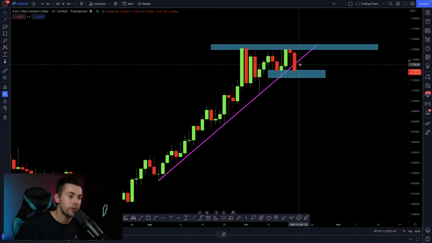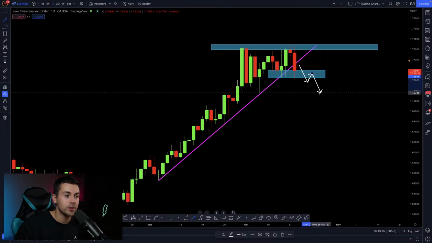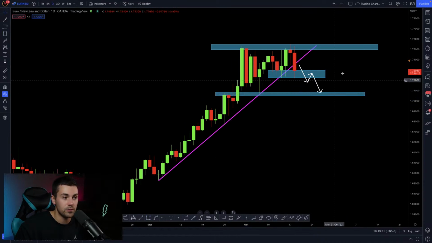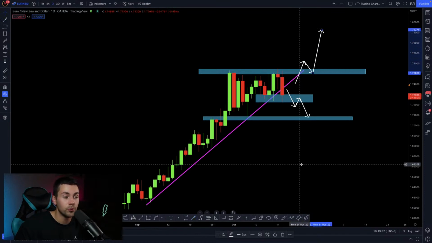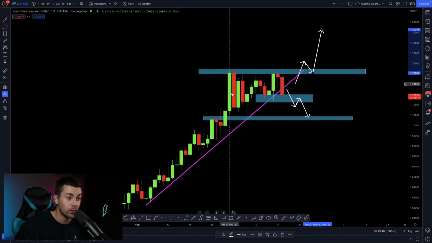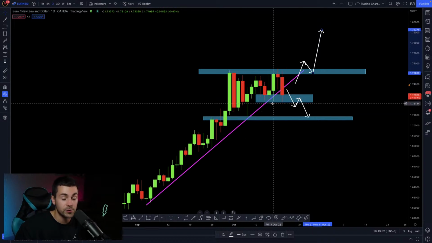So if the pair breaks that support, the trend line, and that blue zone to the downside and closes below that, then we will expect a bearish movement to that support. Yes, bearish continuation will be expected to that structure. If, however, we break that resistance to the upside, then a bullish movement will be expected. It is again a moment of indecision. You can see that for 3 weeks already, the pair is ranging. We are contracting and trading within a very narrow range. So in such a situation, as always, the best strategy to follow is to wait for breakout.